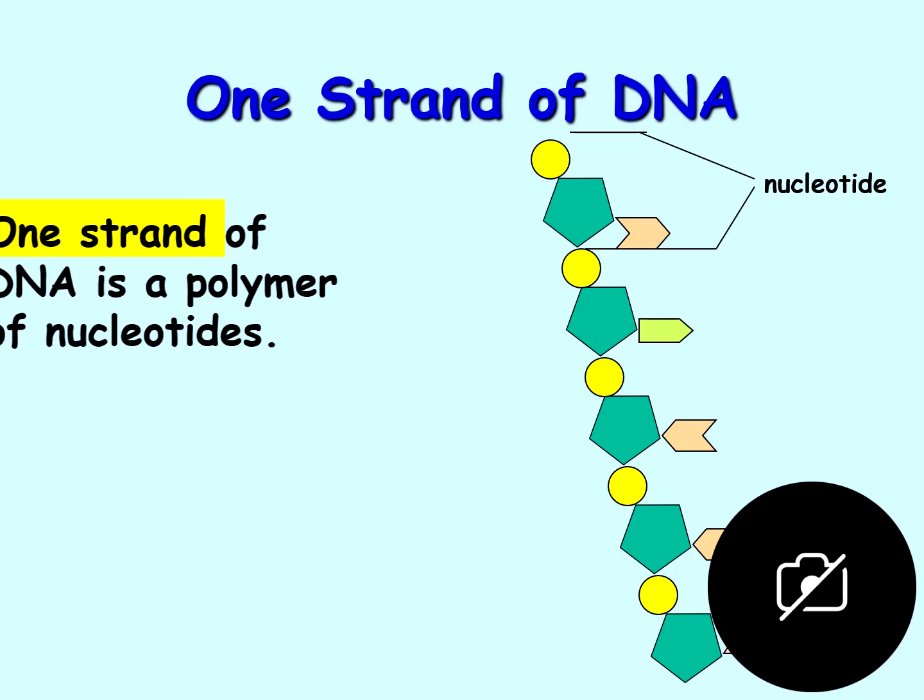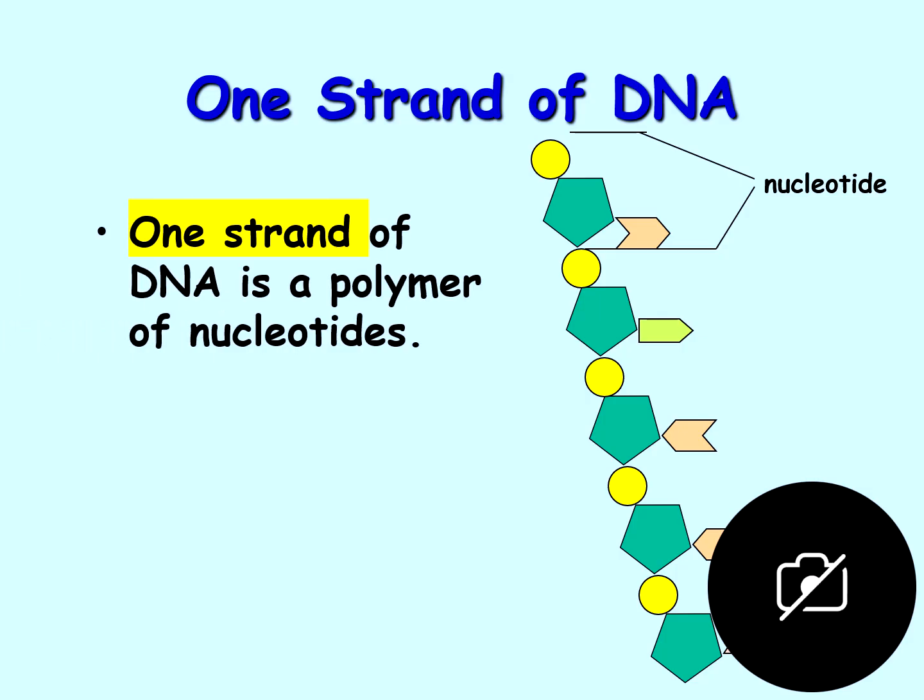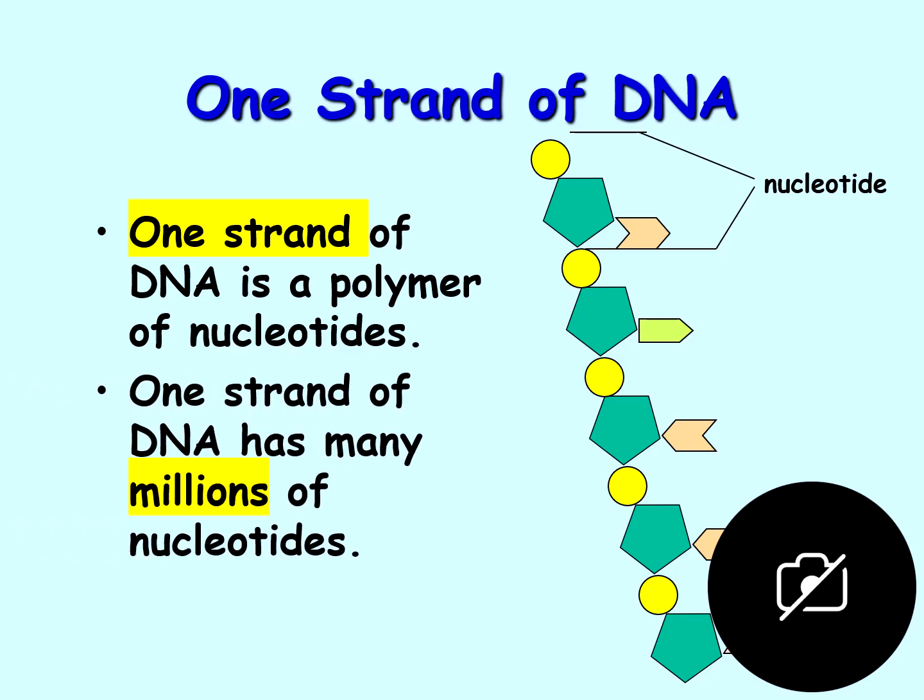So continuing on, one strand of DNA is a polymer of nucleotides. One strand of DNA has many millions of nucleotides. So your DNA strand here is millions of these nucleotides hooked up together. Notice we're only dealing with one side here. Remember, there's a whole other side over here to make that ladder-like structure.